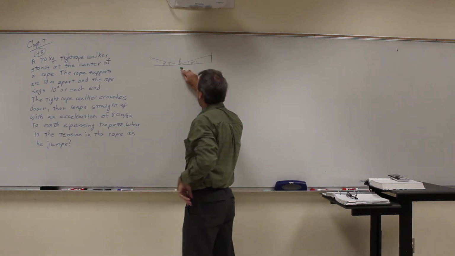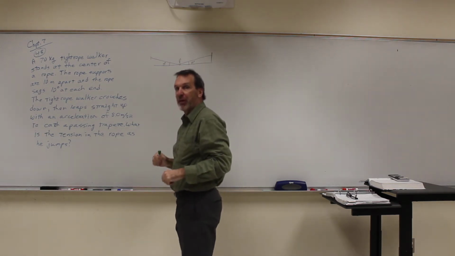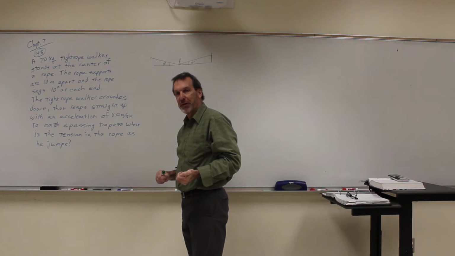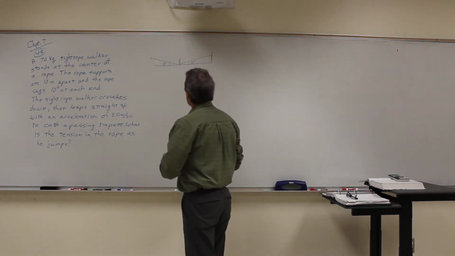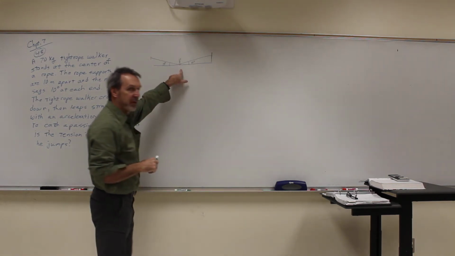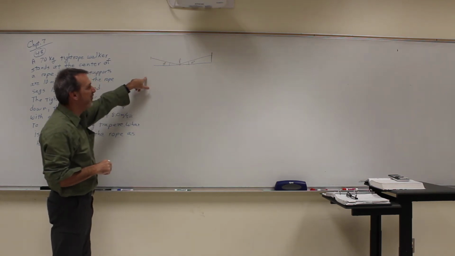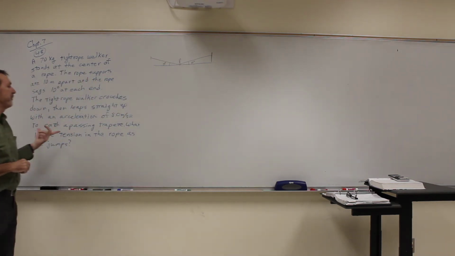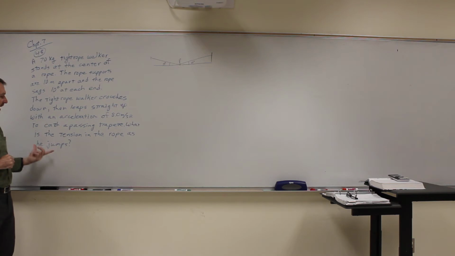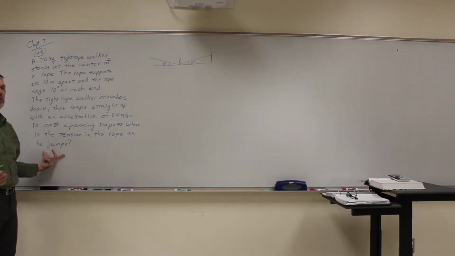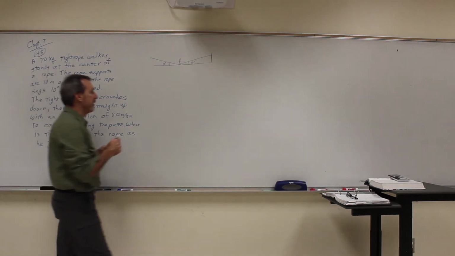Well, while he's doing that, he's applying a force. To accelerate up, he has to apply a downward force to make that occur. Right? So, remember, equal and opposite. From here, we have to figure out what the tension in the rope is as he jumps. So it sounds complicated, but it's not bad because we just do it the same way we always do all our problems. We're going to do a free body diagram.